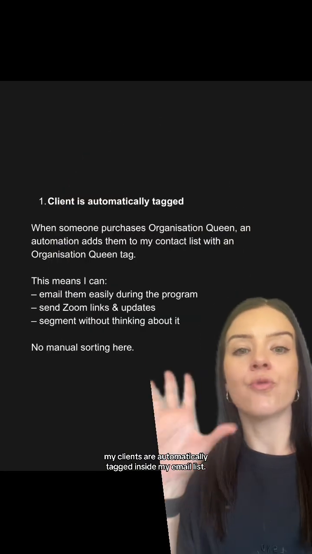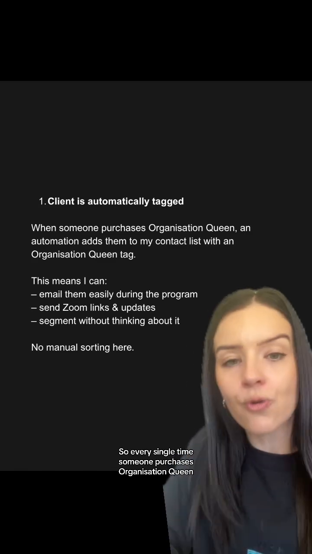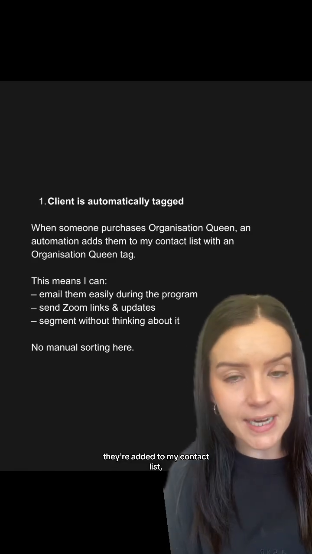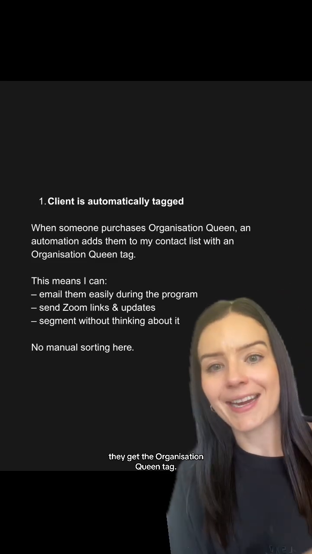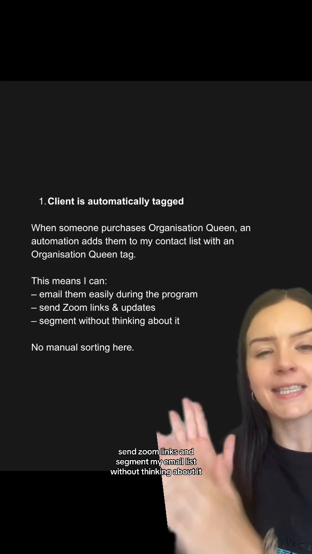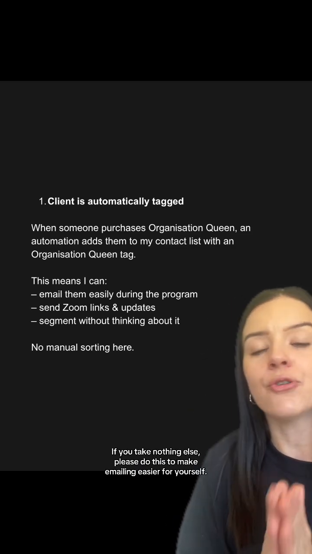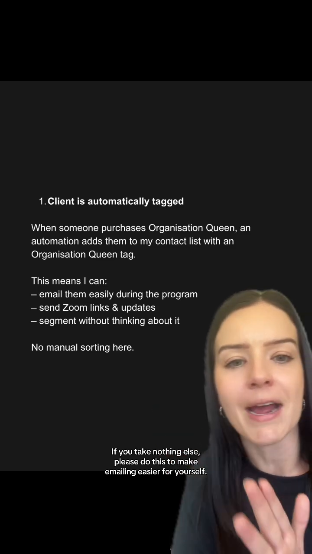Number one, my clients are automatically tagged inside my email list. So every single time someone purchases Organization Queen, they're added to my contact list and they get the Organization Queen tag. This means it's really easy for me to email them, send Zoom links, and segment my email list without thinking about it. No manual sorting. If you take nothing else, please do this to make emailing easier for yourself.